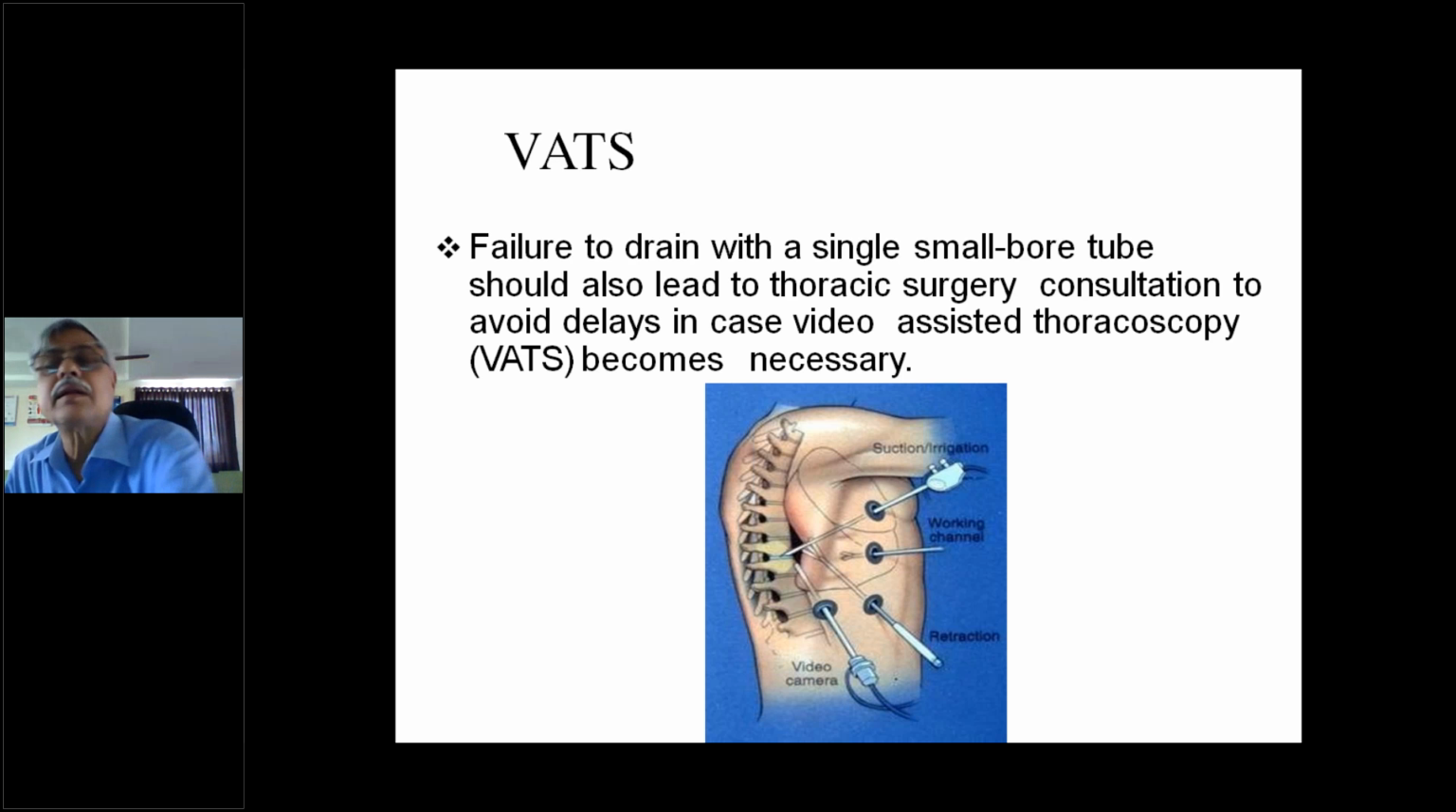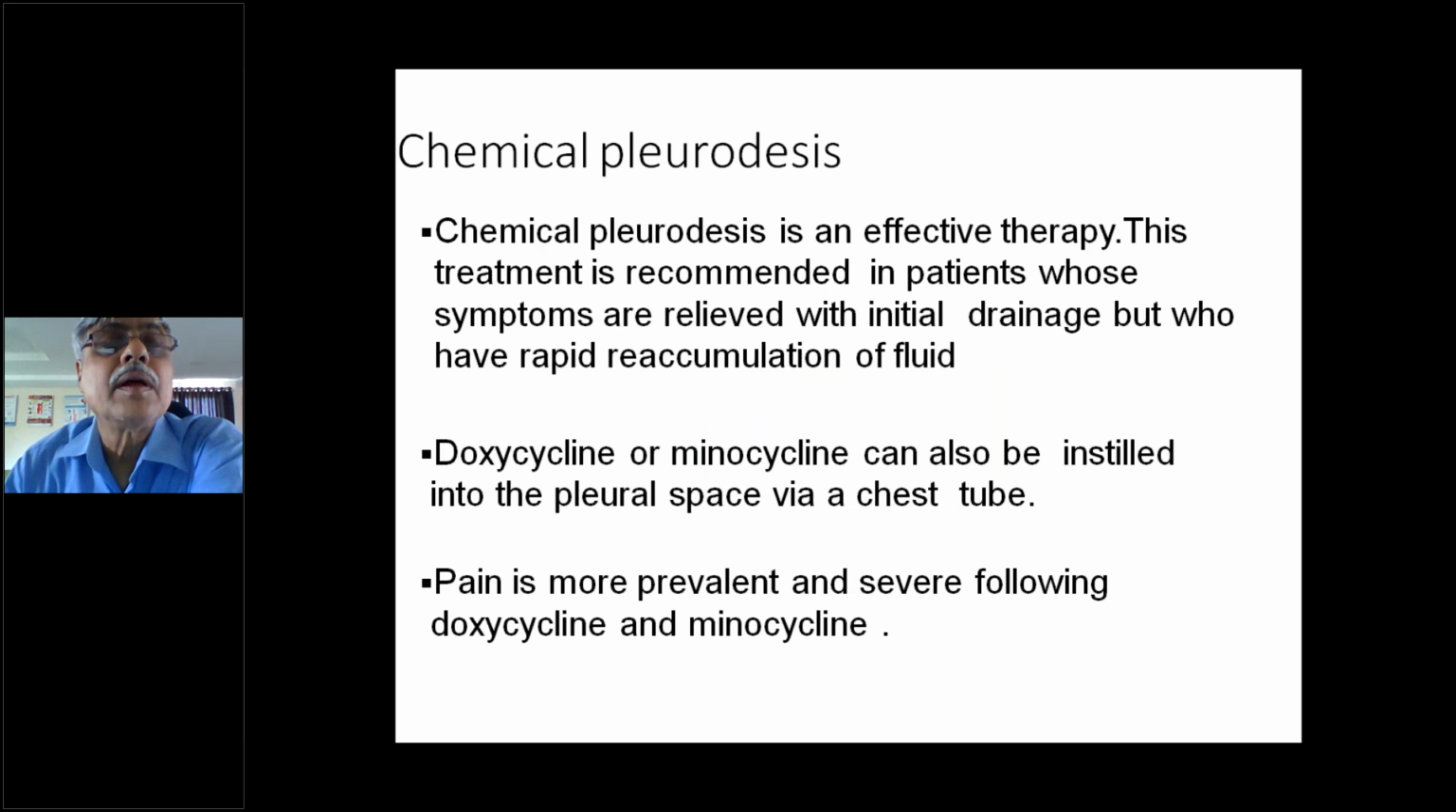Of course, there are other procedures. If you are not able to drain, then it should lead to thoracic surgery consultation, avoiding delays. Video assisted thoracoscopy has to be done. And there is another term, pleurodesis. Pleurodesis is an effective therapy. This is recommended where the symptoms are relieved by initial drainage, but there is rapid reaccumulation, in case of malignancy or some cases of pleural effusion.